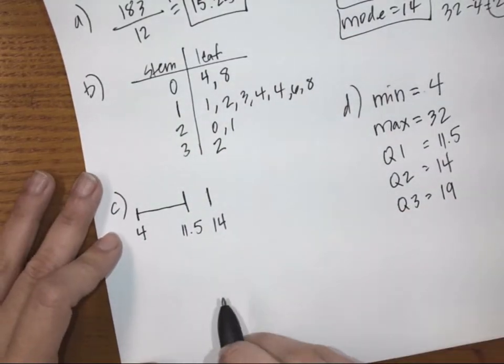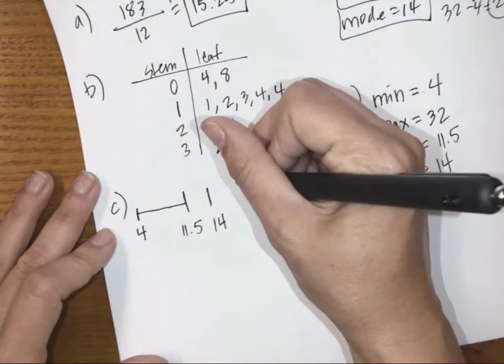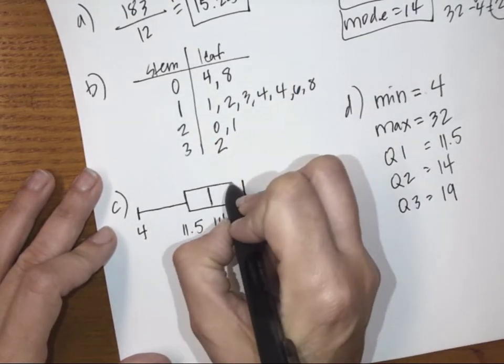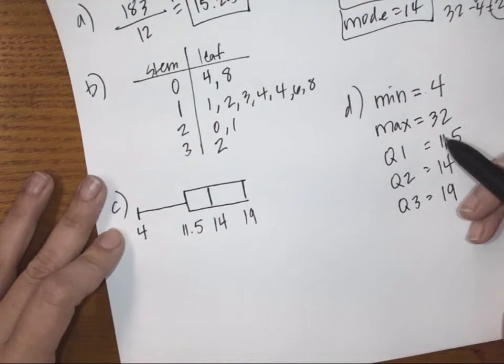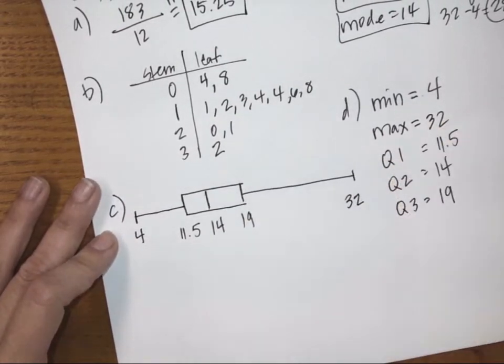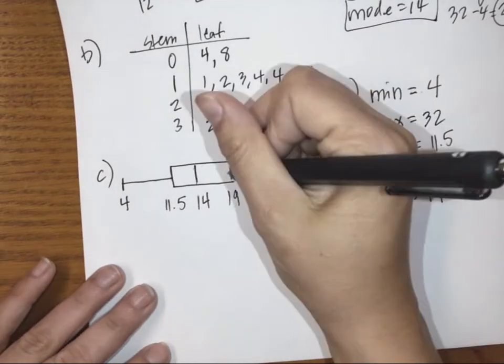You could actually draw a number line if you wanted to. My next point would be 19, which would be about right here. And that's my box. Okay, and then the maximum of 32 would be way out here. So 32. So that's my box and whisker plot.